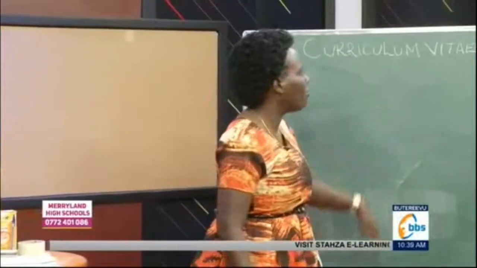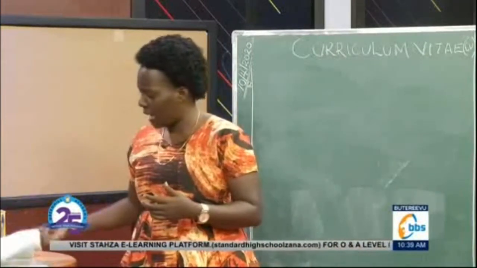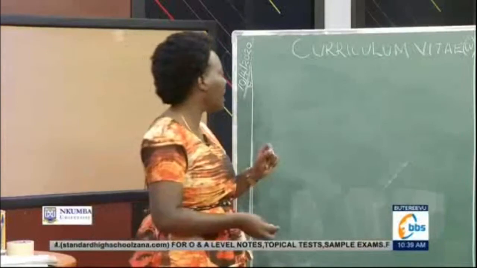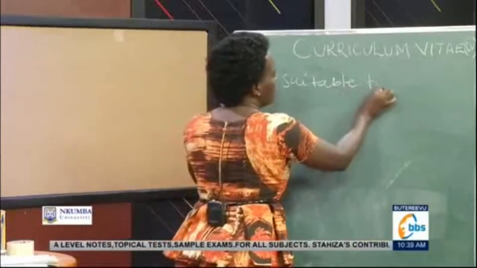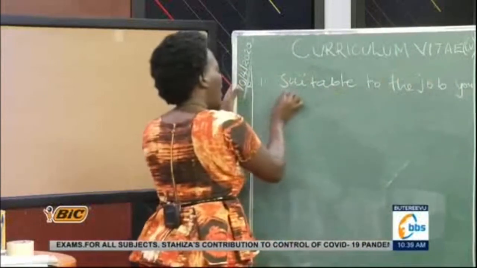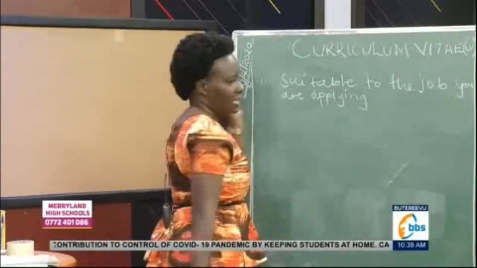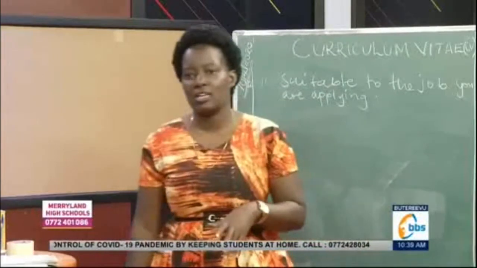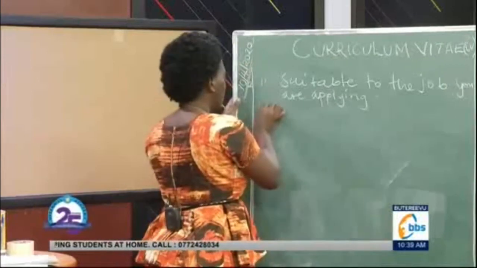Now, we're going to look at some of the basics of a curriculum vitae. What should we keep in mind when we are writing a curriculum vitae? There are some things that we should keep in mind. To begin with, at least ensure that your curriculum vitae is suitable to the job you are applying for. Don't just write for the sake of it, but make sure that whatever you put in that curriculum vitae is really relevant.